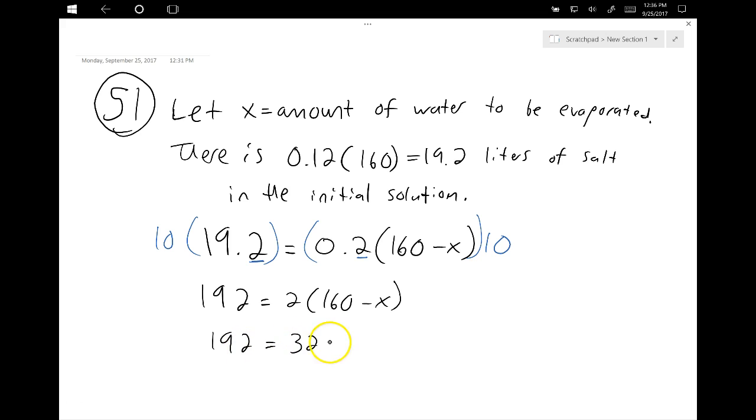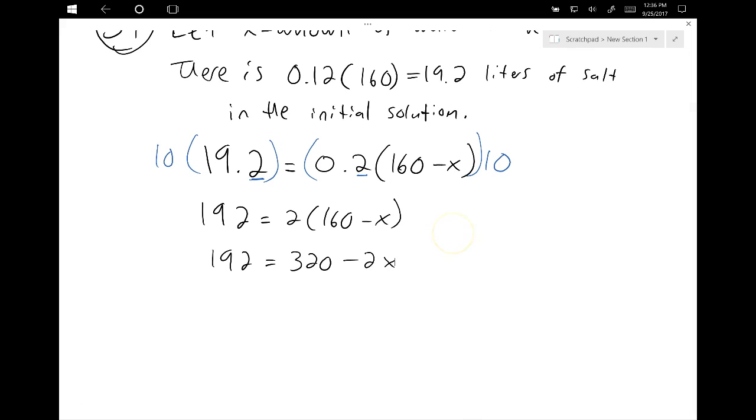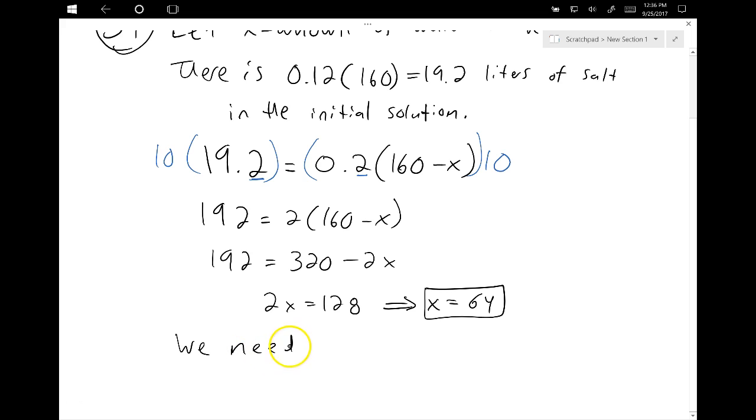192 equals 320 minus 2x. Solve for x here. 2x equals 128, which means x equals 64, which is exactly what we're looking for. So we need to evaporate 64 liters of water.